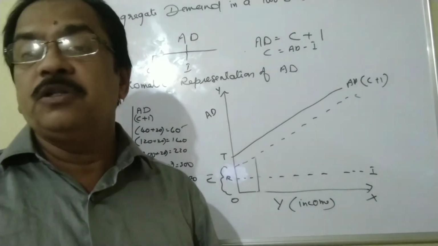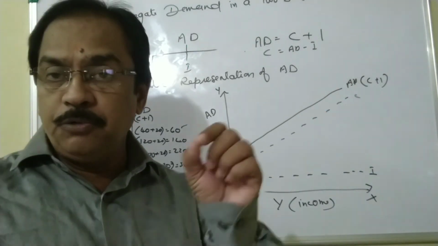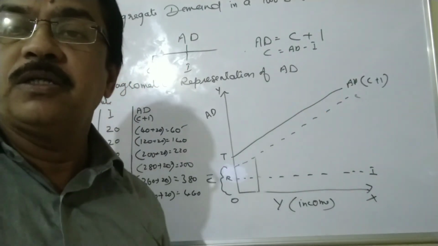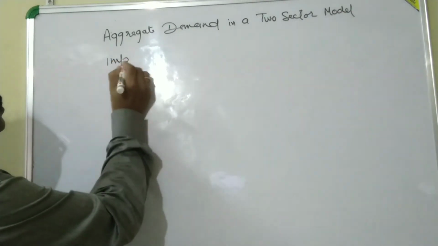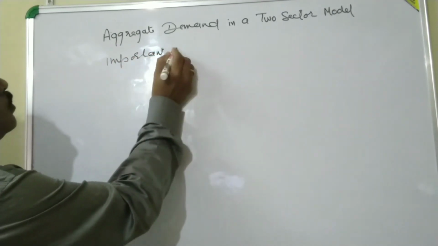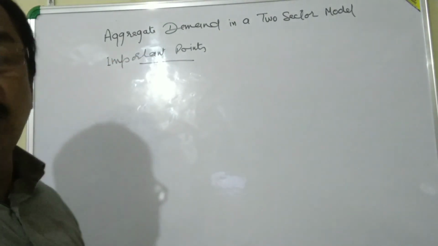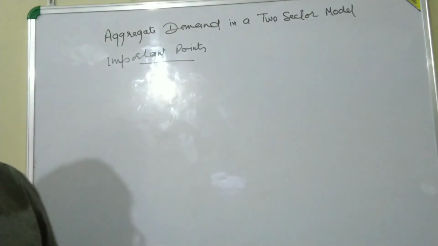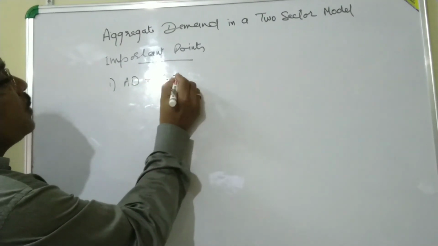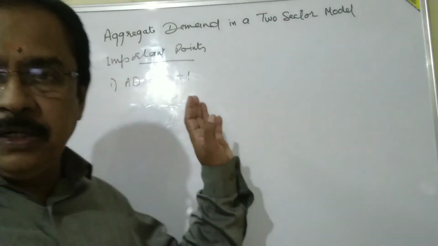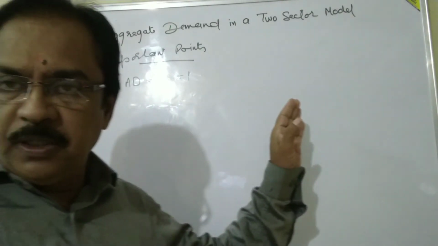Now let us see what the important points about this graph are, the important points about aggregate demand that everyone should remember when we study aggregate demand. So, the first point of aggregate demand under the two-sector model is that we have to remember AD is equal to C plus I. We have already discussed this. In the two-sector model, consumption expenditure will be there and investment expenditure will be there.